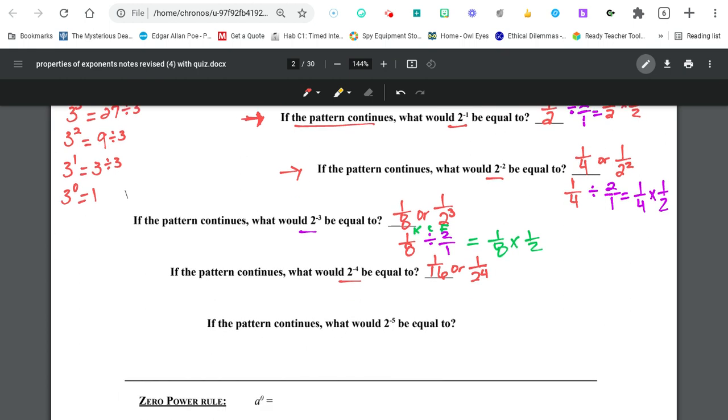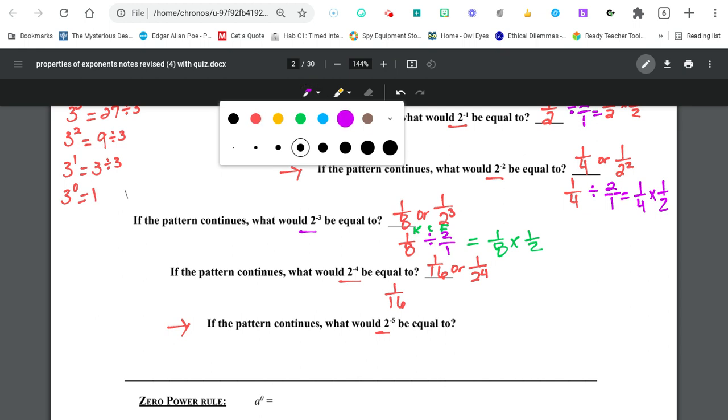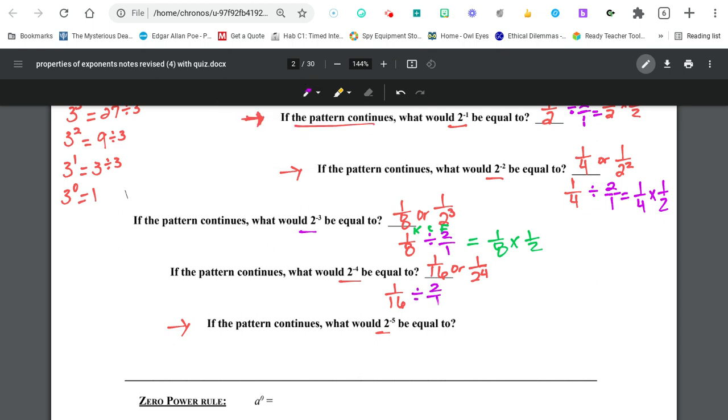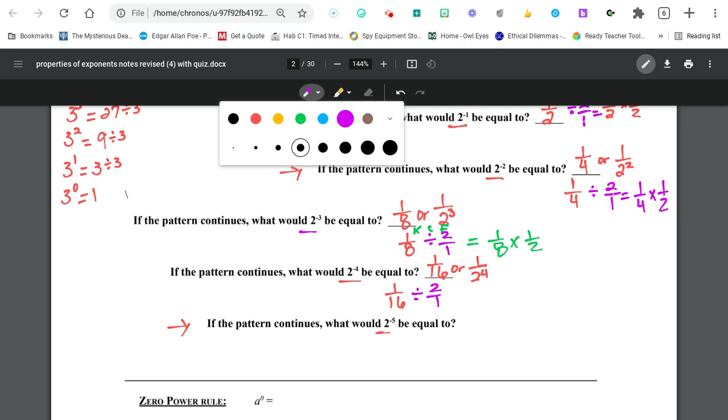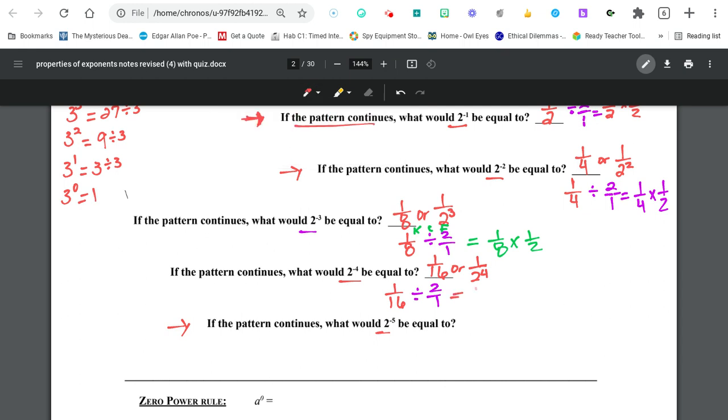All right, if the pattern continues, what would 2 to the negative fifth power be? So I'm going to take 1 over 16 and divide it by 2, my base. I'm going to keep, change, flip. So it equals 1 over 16 times 1 half, which ends up being 1 over 32, or 1 over 2 to the fifth power.